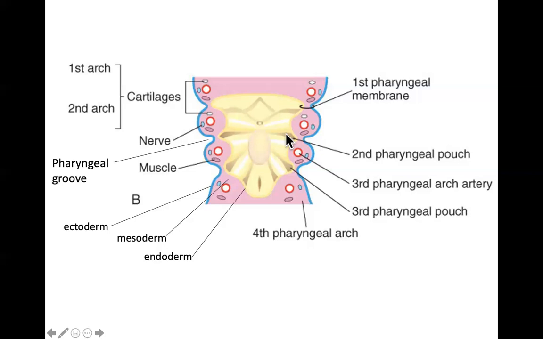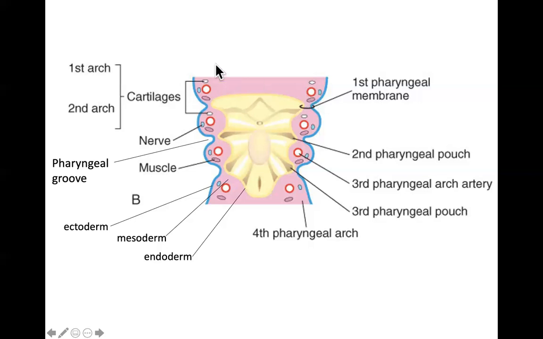I think the reason they called them pouches on the inside was because some guy needed to call them something different so he could get his PhD. But on the outside we have grooves, and on the inside we have pouches. Now this space in between the arch and the pouch, or the groove and the pouch rather, is called the pharyngeal membrane, right? And these are numbered from cranial to caudal.